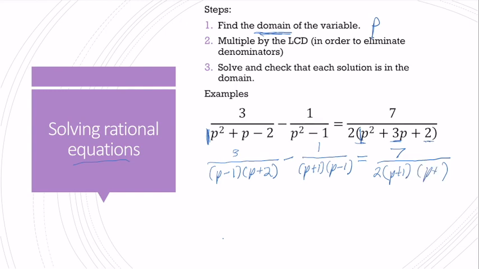Okay, so our domain is going to be all values of p, we're working with p, where each of these denominators is set equal to 0. So I'm going to have to take p minus 1 equal to 0, p plus 2 equal to 0, and p plus 1 equal to 0 in order to determine our domain.